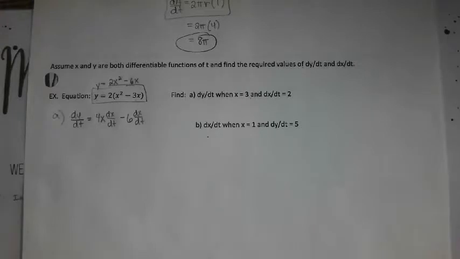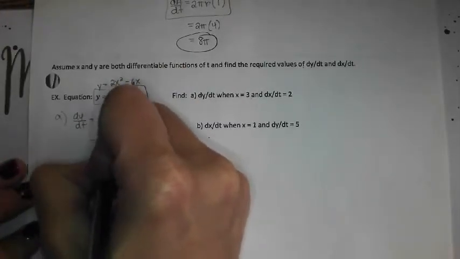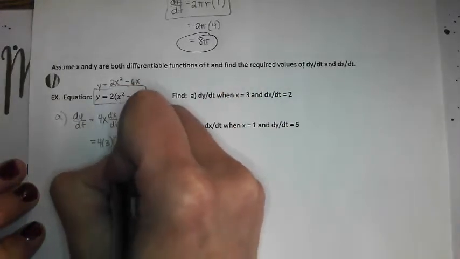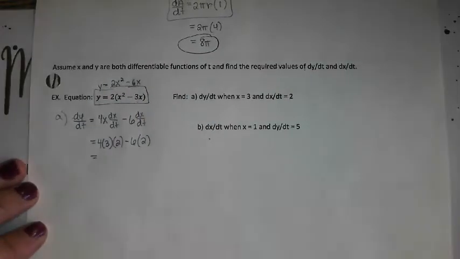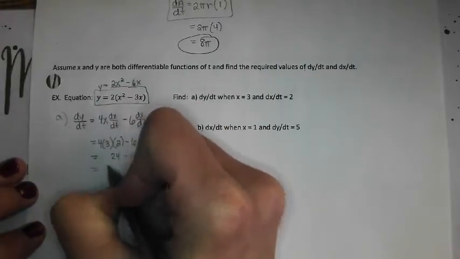So find dy/dt when x is 3, so they're giving us that. And when the rate of change of x is 2. So 12 times 2 is 24, minus 12 is 12.